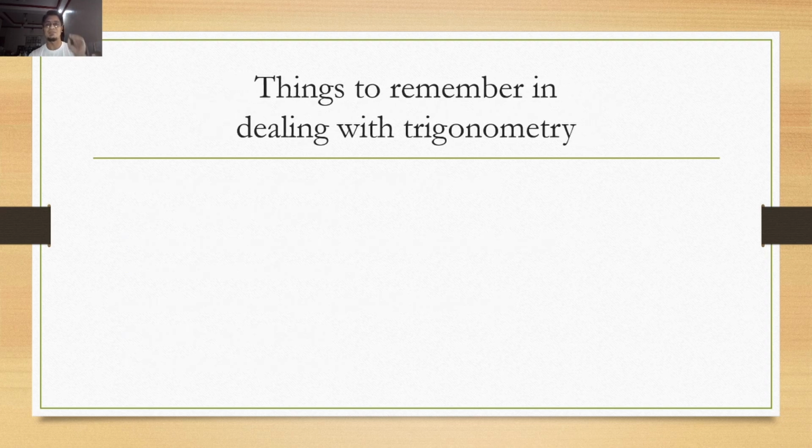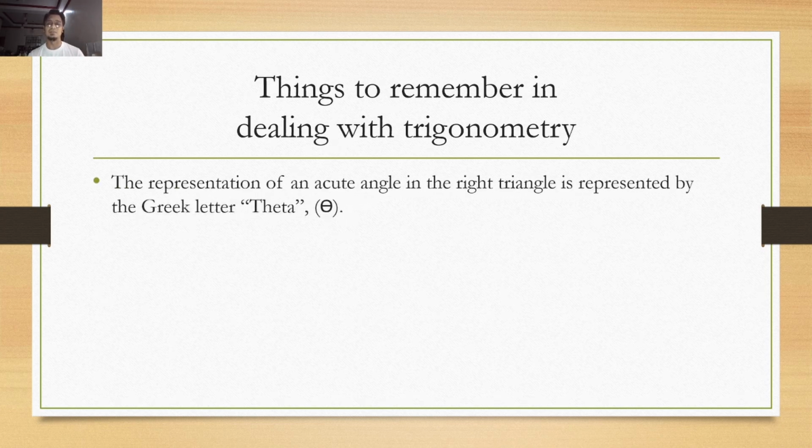Now, we have to know things and we have to remember things if we will be dealing with trigonometry. Kung magsasagot tayo involving trigonometry, kailangan medyo natatandaan natin ito. Ano po yan? First one, the representation of an acute angle in the right triangle is represented by the Greek letter THETA. Ito yung symbol niya. Para lang siyang itlog na may guhit sa gitna. So yung spelling ng THETA natin, the-ta. Okay? So yung basa po natin, THETA.